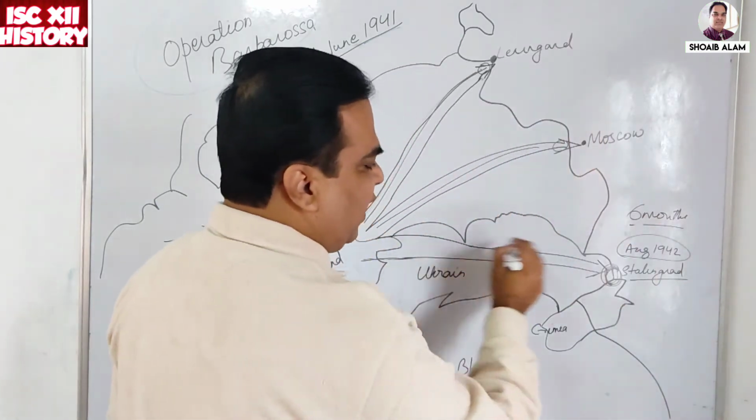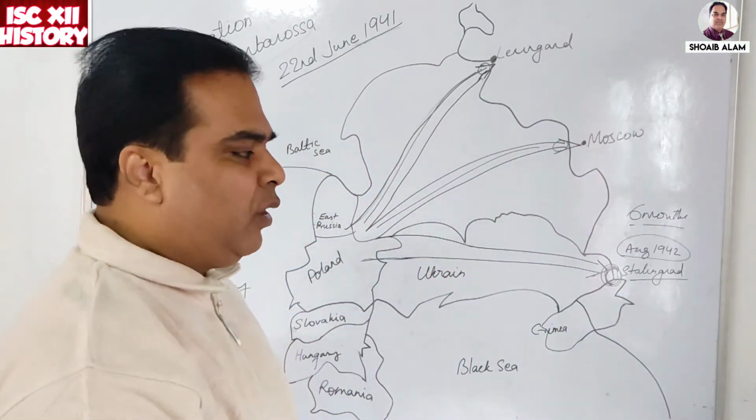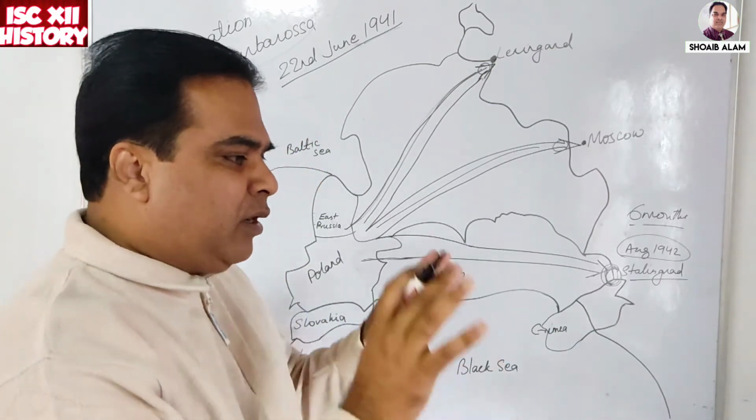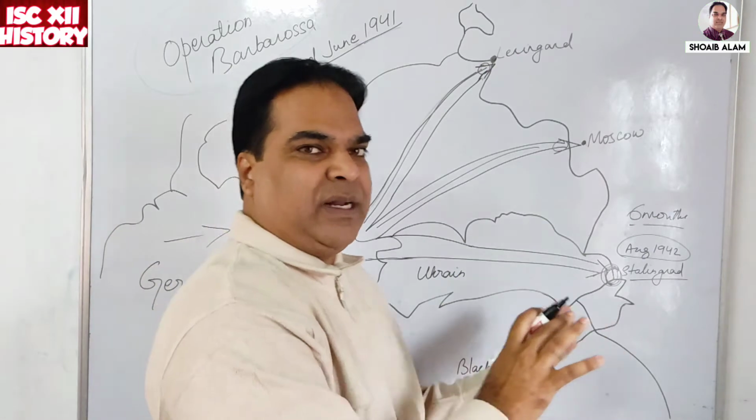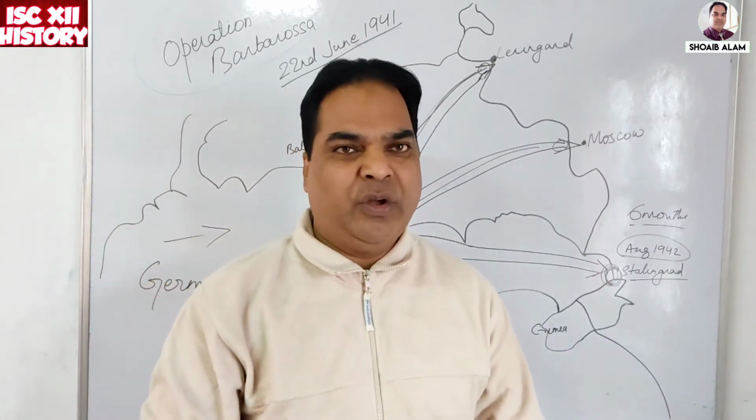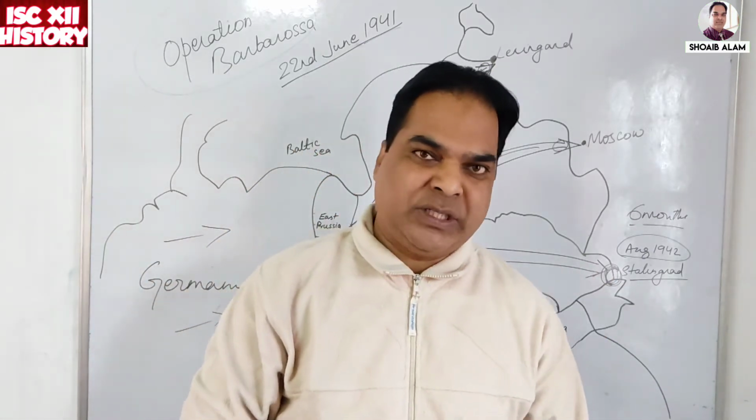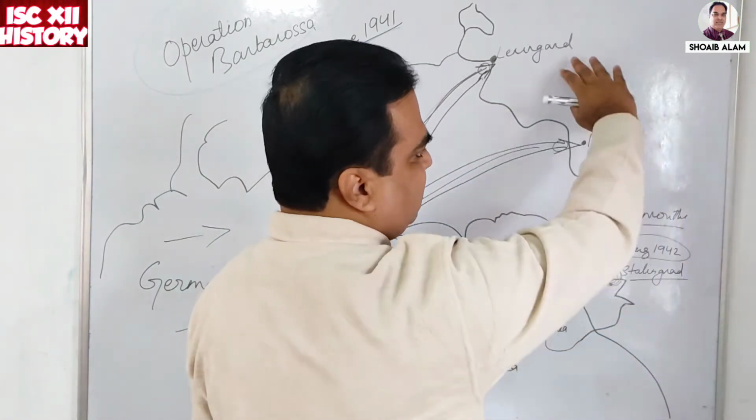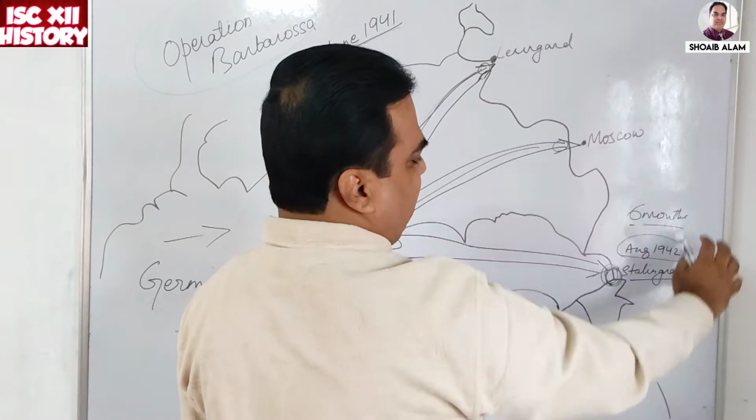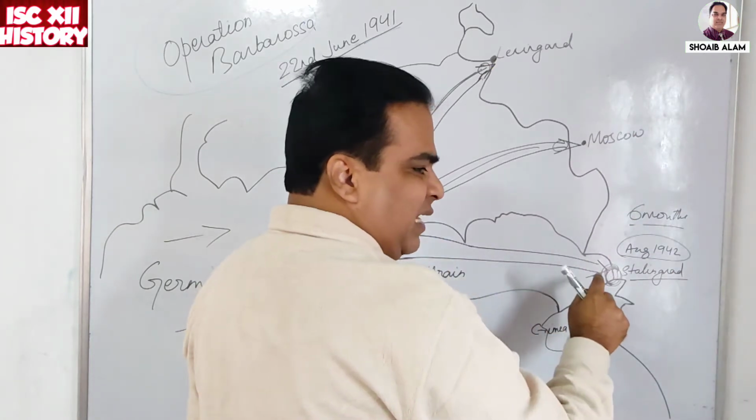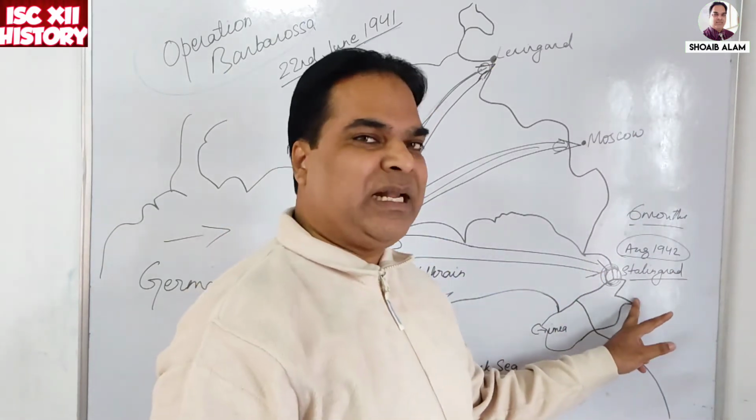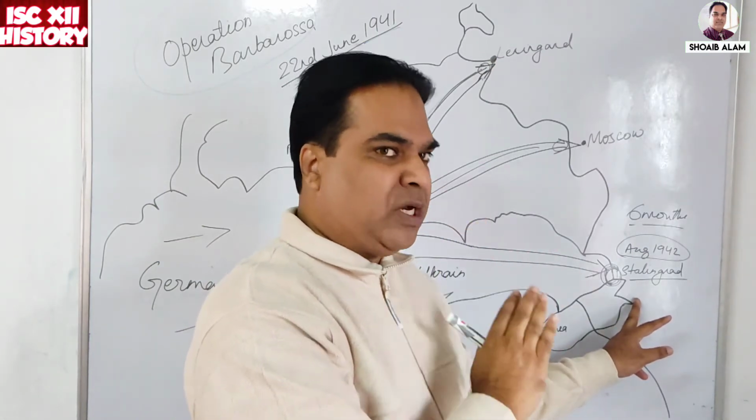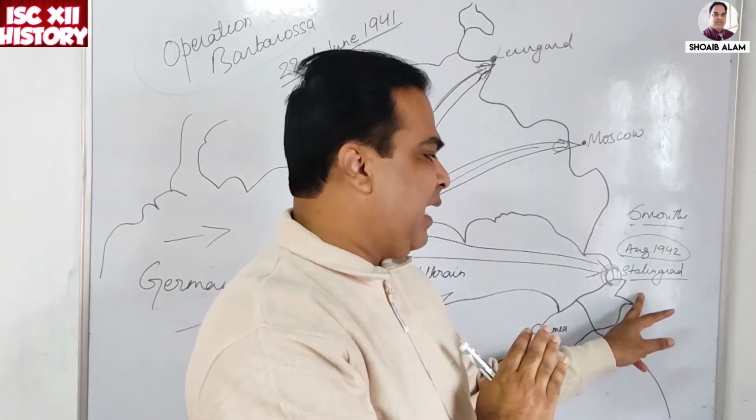After six months of heavy fighting in Stalingrad, when the Russians realized that it was not possible for the Russian soldiers to stop the German advancement, what did they do? The scorched earth policy. This part is completely Russia. From Stalingrad, when the Russians realized that it was not possible for them to stop the advancement of the German army, they retreated back.